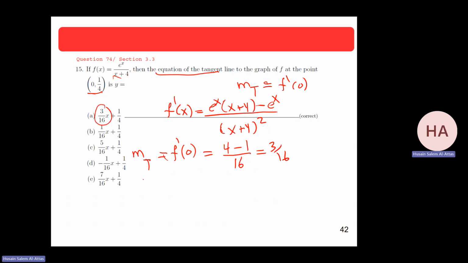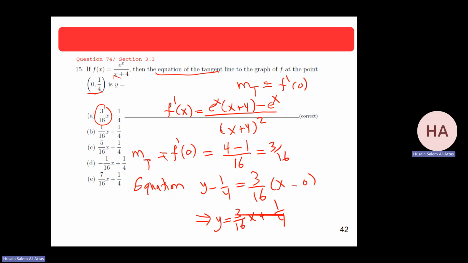It's okay. So I have the equation y minus 1 over 4 equals 3 over 16, no, yeah, times x minus 0. So that means y equals 3 over 16 x plus 1 over 4. And that will be my answer.